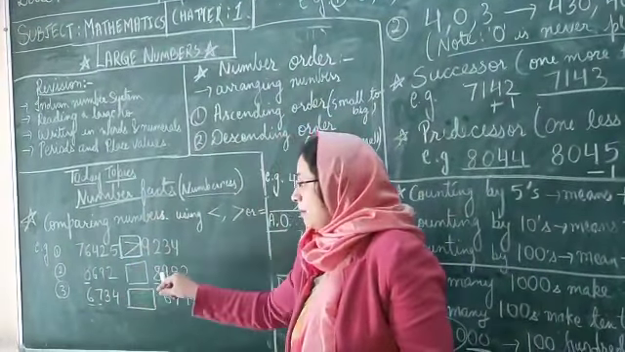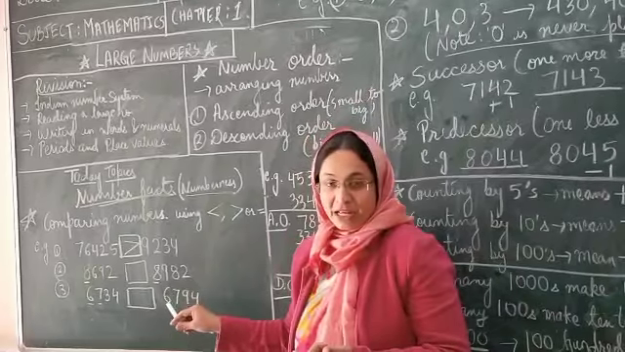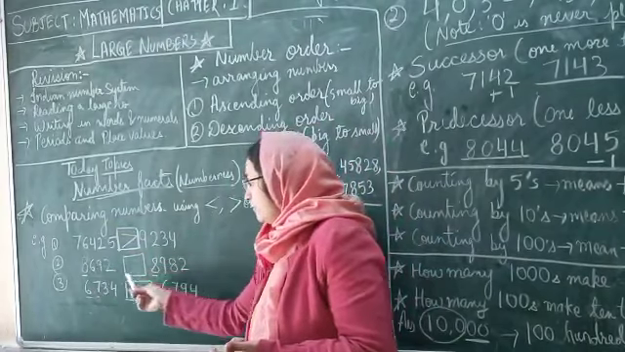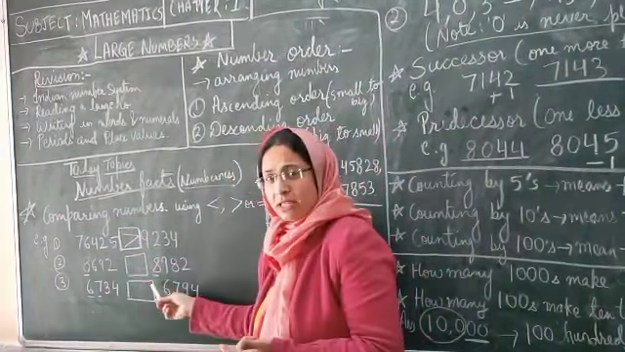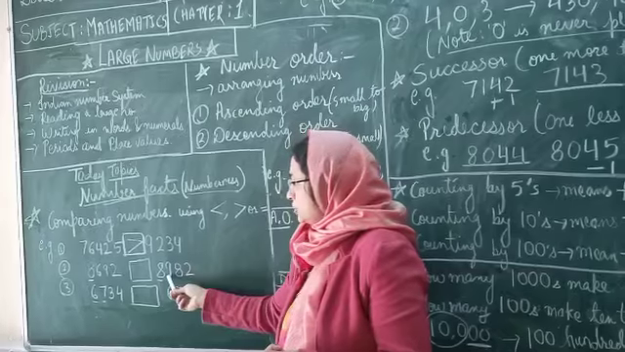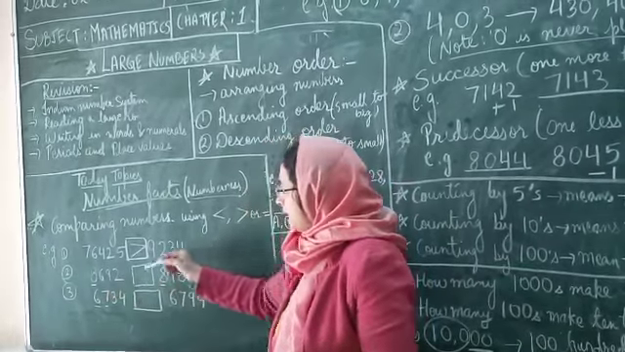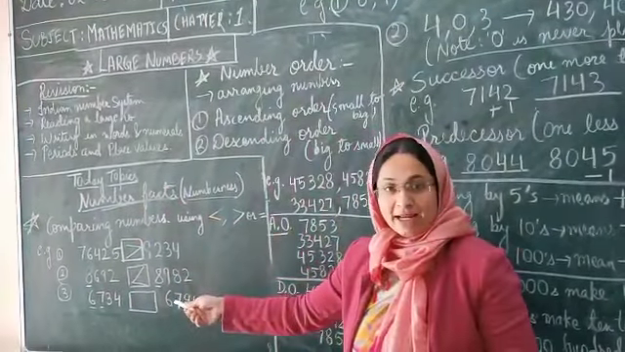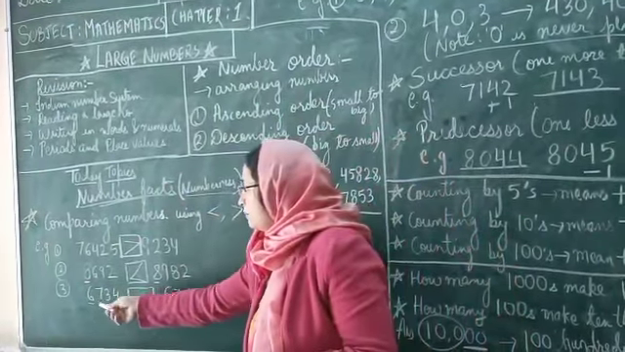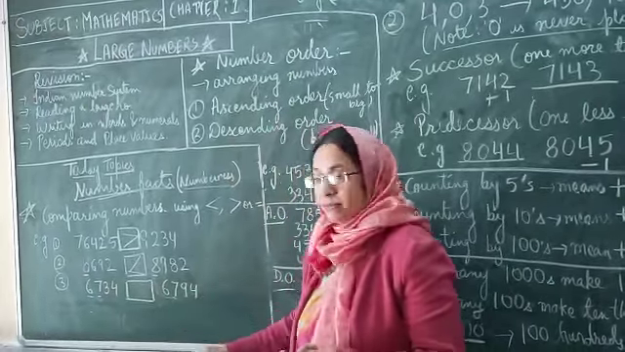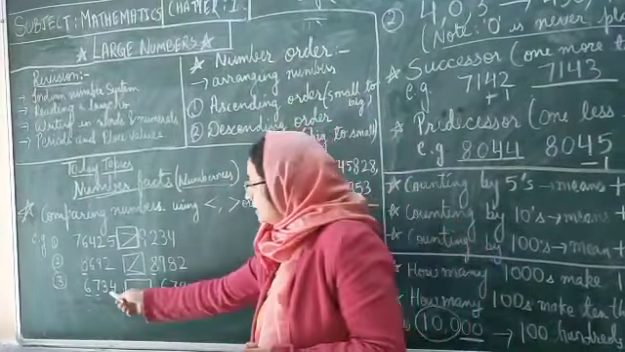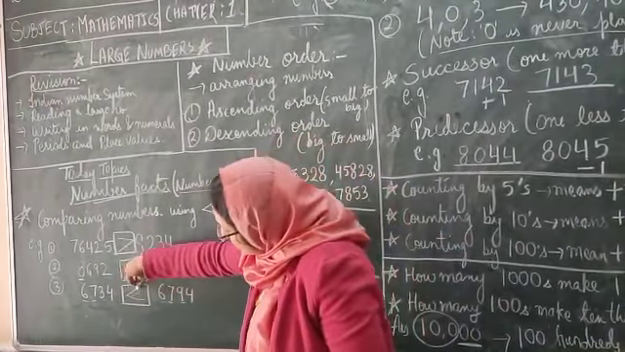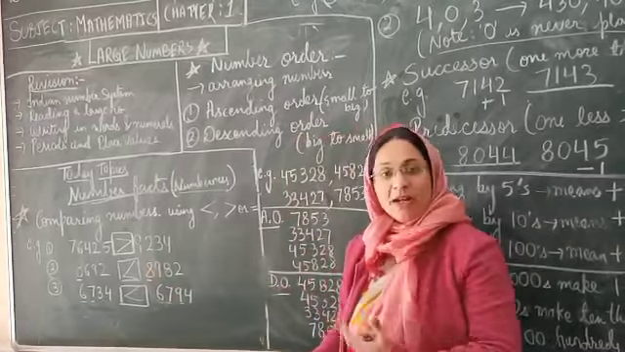Secondly, if the number of digits is the same, then always begin comparing from the left side and compare the first digit. If it is also the same, then go for the next digit. Here the next digit is 6, here it is 9, so the second number is bigger and you have to make the sign like this. Now if the first and second digits are both the same, then look at the third digit and compare. Here this is bigger, so the second number is bigger and the sign will open like this.